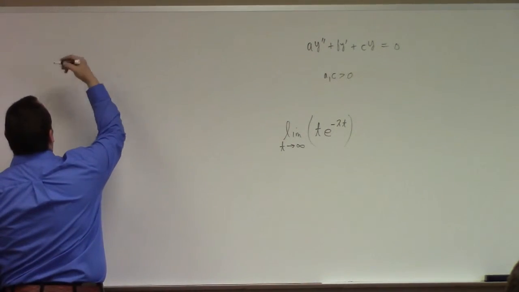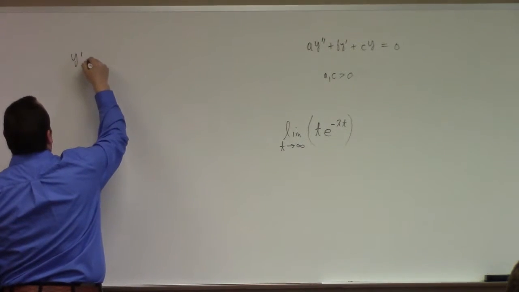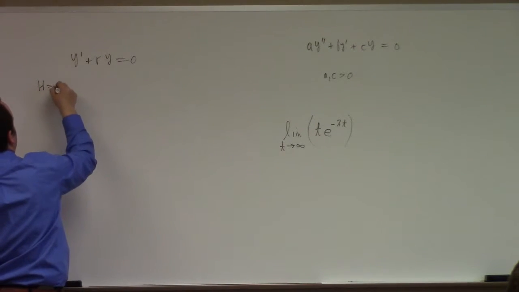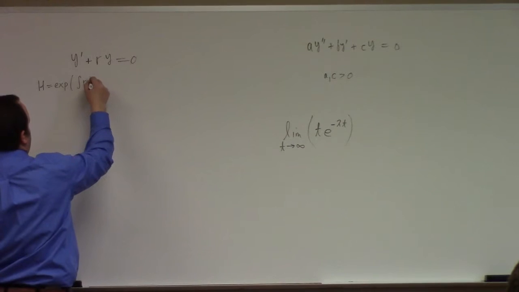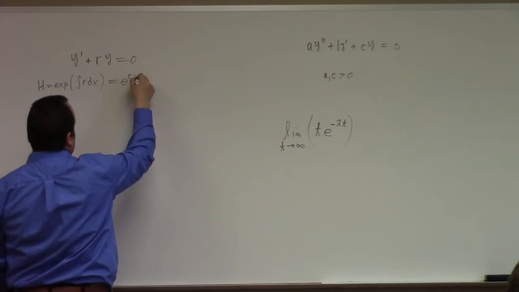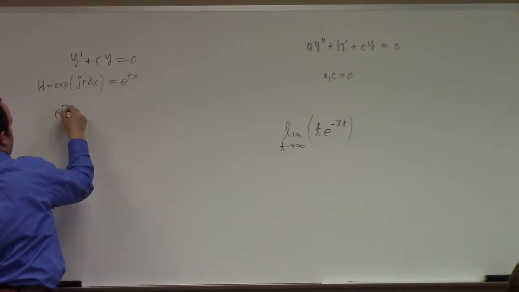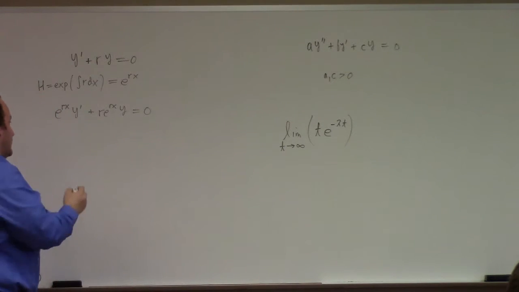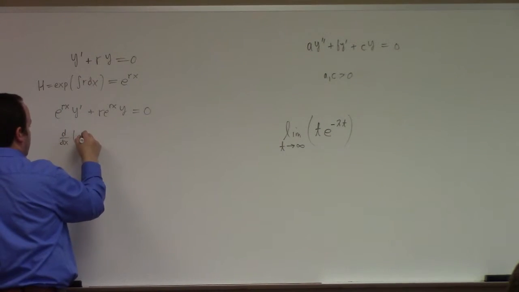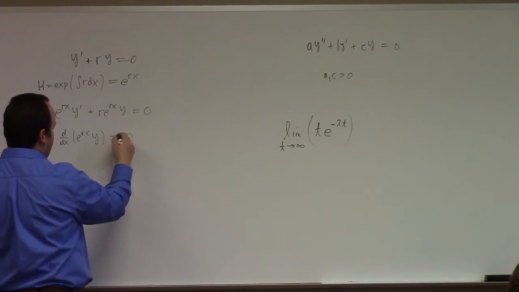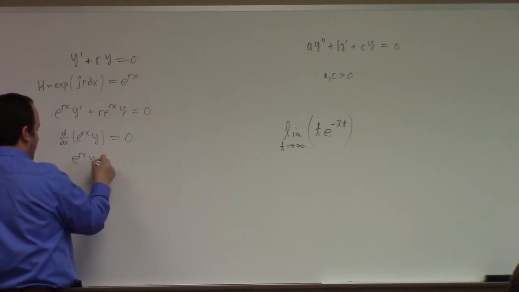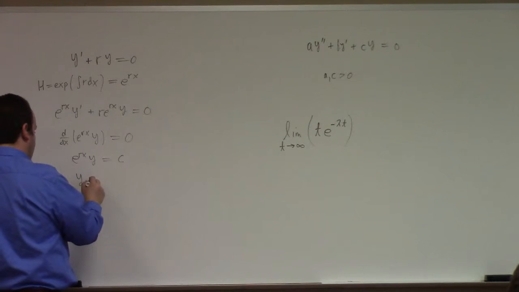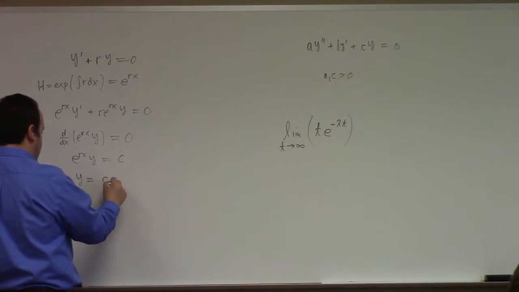Here's how I would start the solution. I'd say, okay, y prime plus ry equals 0 can be solved. You let the integrating factor h be the exponential of the integral of r dx, which is e to the rx. Multiply this, and we have e to the rx y prime plus r e to the rx y equals 0, right? So this is d/dx of e to the rx y. In fact, I think we worked this before. So e to the rx times y is equal to c1, or we could just call it c. So y equals c e to the minus rx, right?